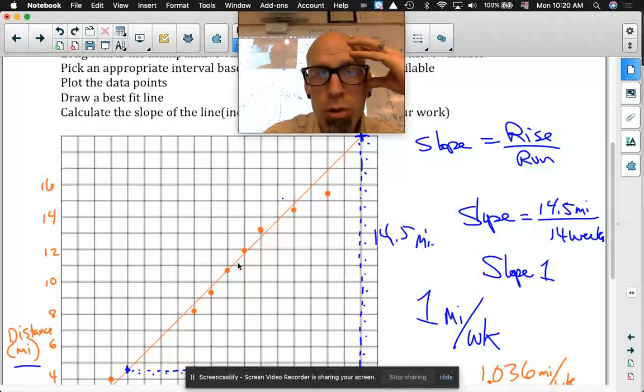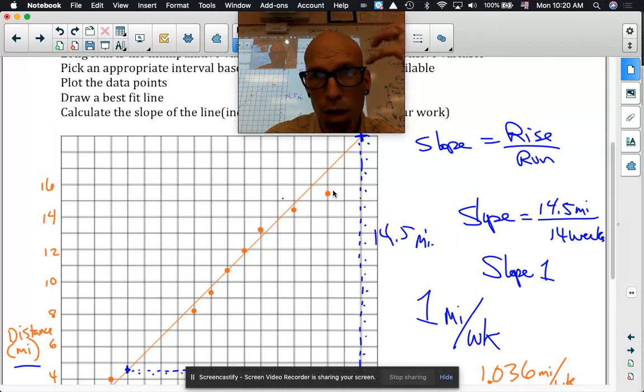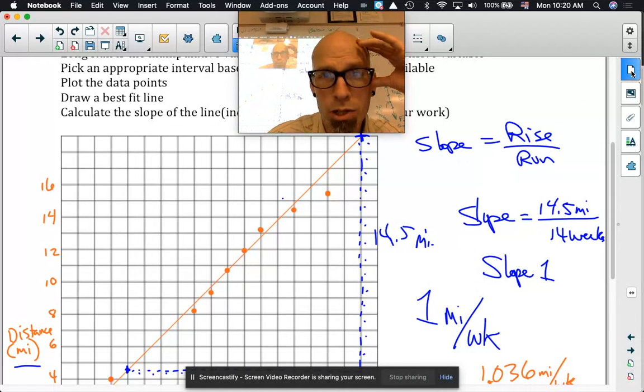Now I'm seeing some folks with their best fit making it curve to follow the points. No, you cannot curve them to follow the points. That's not how it works. It's either linear data or it isn't. For us, we're dealing with mathematical relationships in graphing.